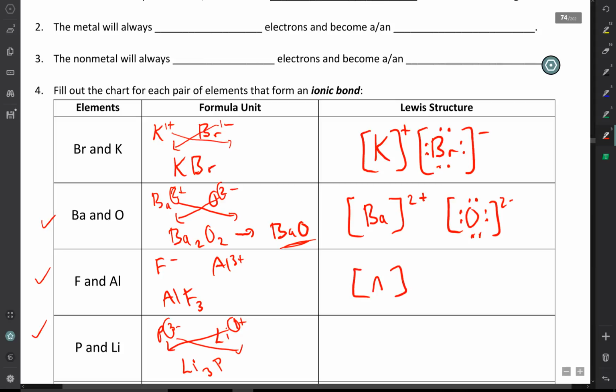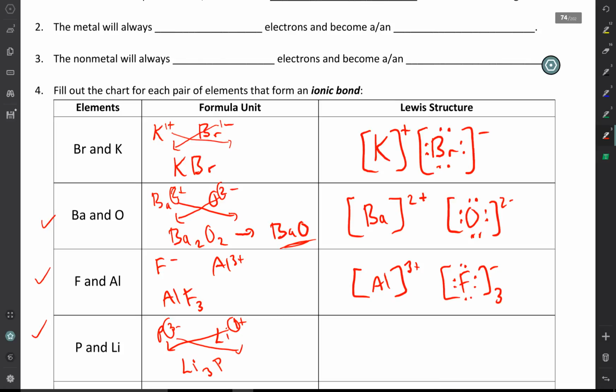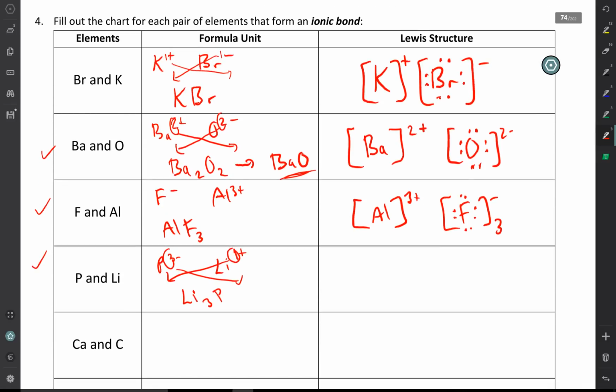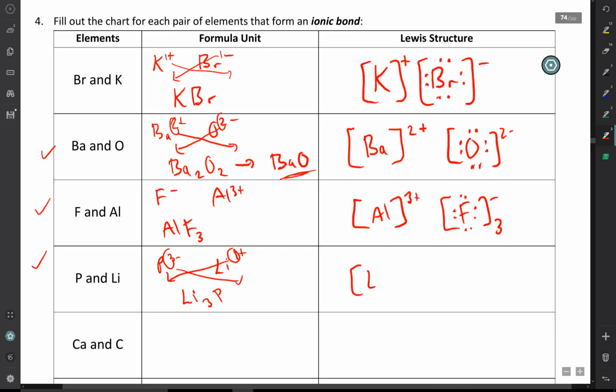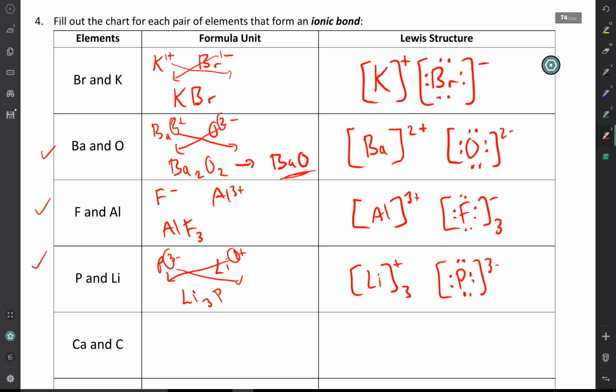All right, aluminum 3+, fluoride ion, fill its octet, minus. And I'm going to use the shortcut method and use subscripts instead of writing out 3 different fluoride ions. You're more than welcome to do the same. If we take a look at the last problem, we've got lithium plus, 3 of those. We're going to fill phosphorus's octet as it becomes the phosphide ion with a charge of 3 minus. And now we're done with that Lewis structure for that ionic compound.